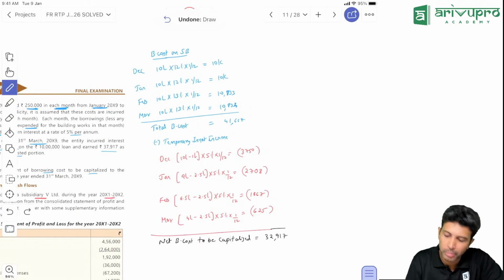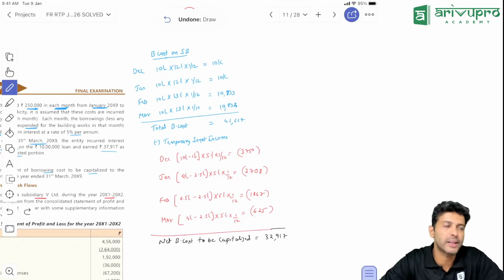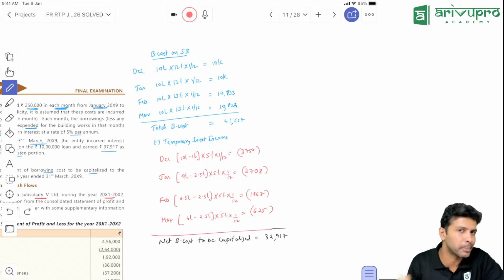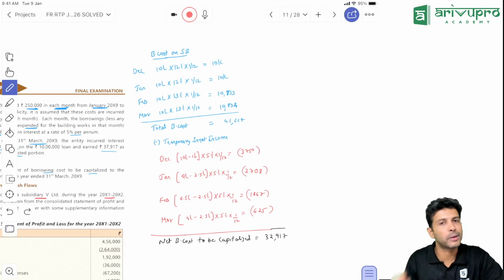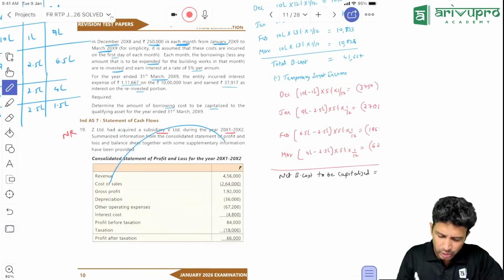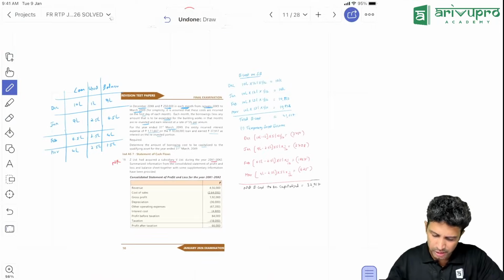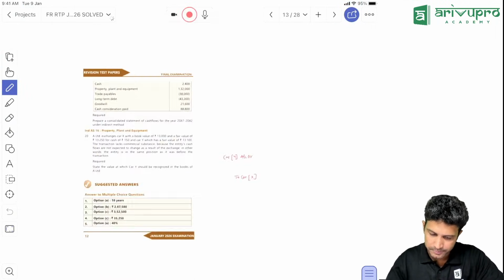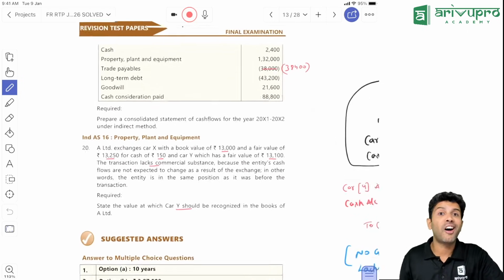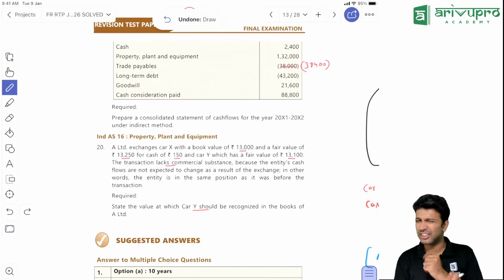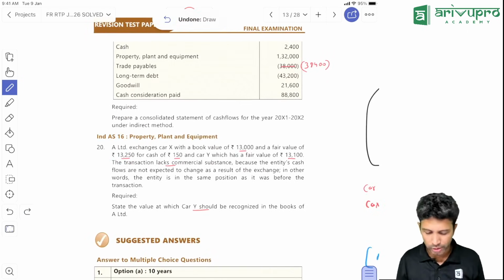Hence, only the 4 months related temporary investment income needs to be reduced. That's the main takeaway or learning from this particular question. The 19th question is a cash flow statement question. We have a similar one, so we don't have to worry about that. It's a repetitive question. The last question for this RTP, question number 20, is also a repeat, but still, we'll do it.